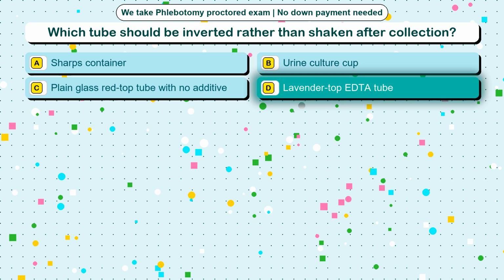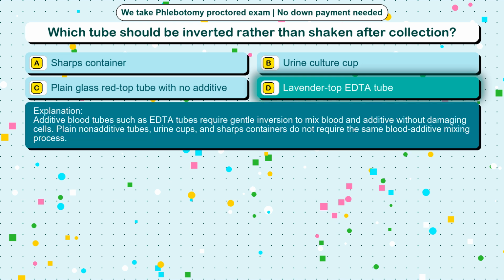The correct answer is option D. Lavender top EDTA tube. Additive blood tubes such as EDTA tubes require gentle inversion to mix blood and additive without damaging cells. Plain non-additive tubes, urine cups, and Sharps containers do not require the same blood additive mixing process.